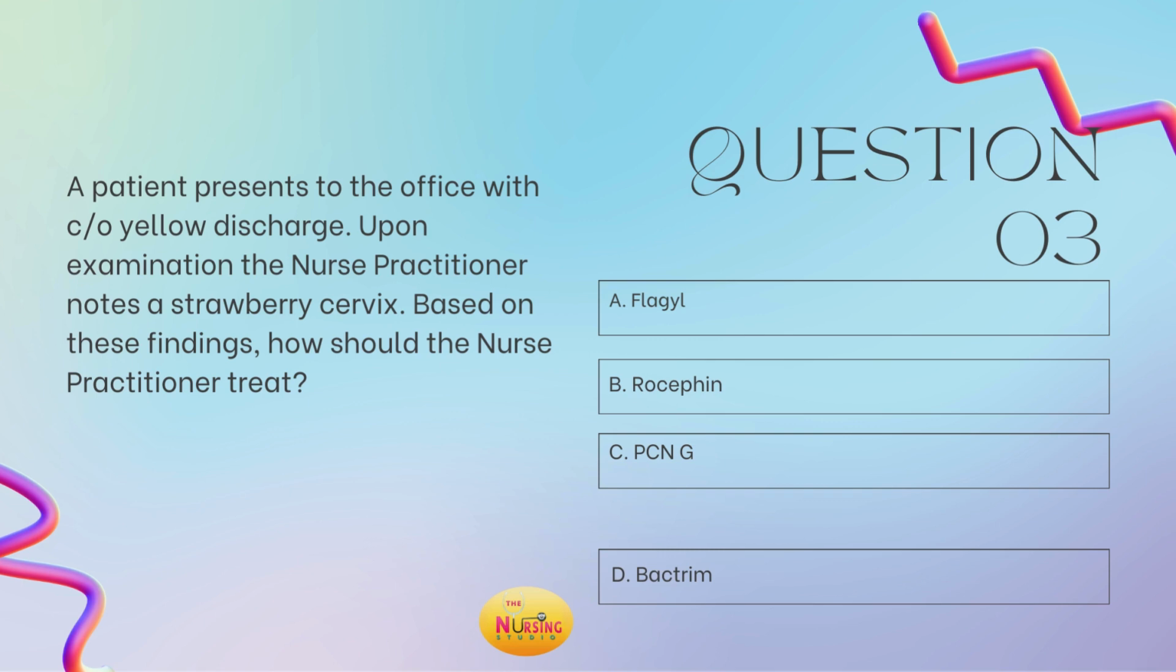So let's see the assessment findings and the presentation. The patient comes in complaining of yellow discharge. The nurse practitioner does an exam and notes a strawberry cervix. These are classic identifiers, the classic presentation of trichomonas. So again, if I say yellow discharge or strawberry cervix, you should say trichomonas, right? And now that you have come to that step, you need to be able to say, how do we treat trichomonas? And the best answer is A, Flagyl.